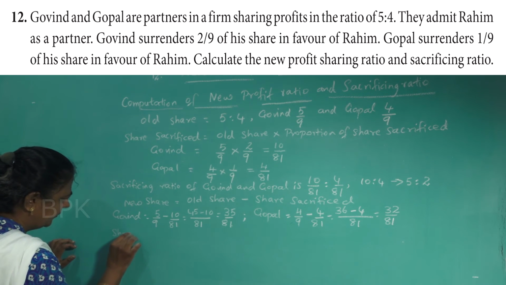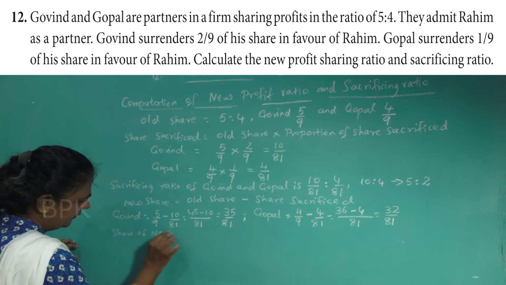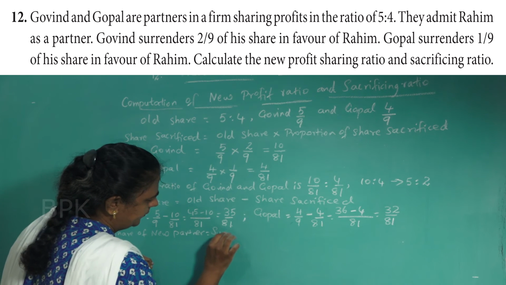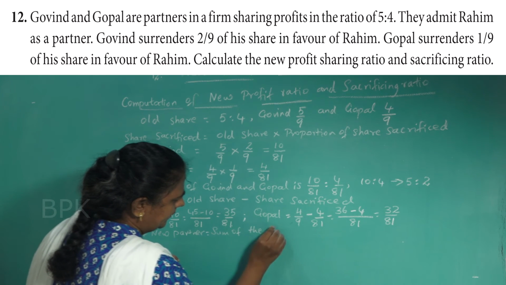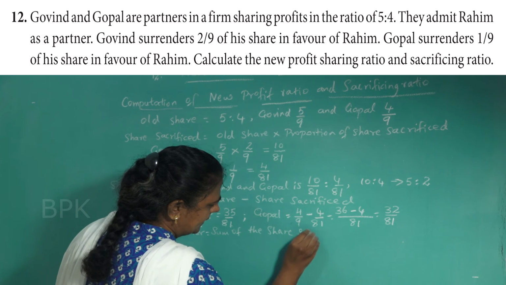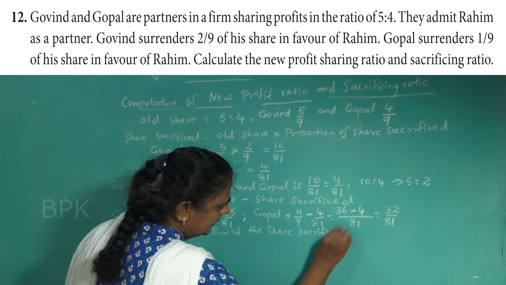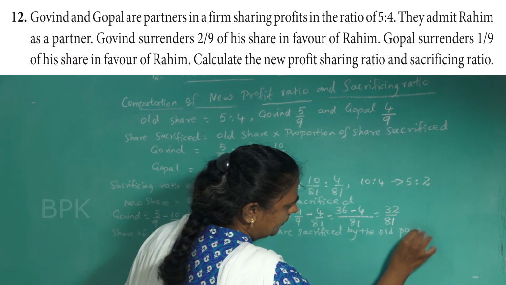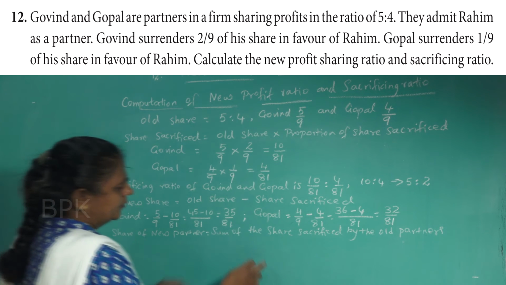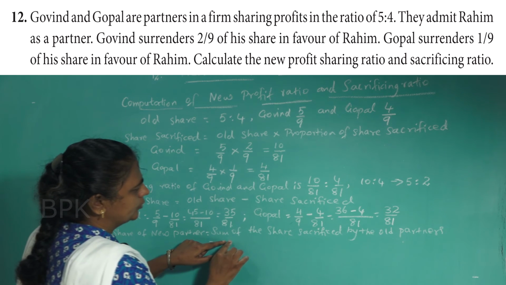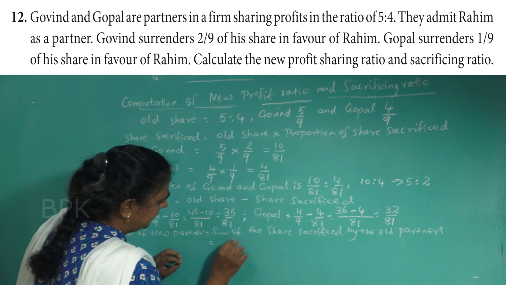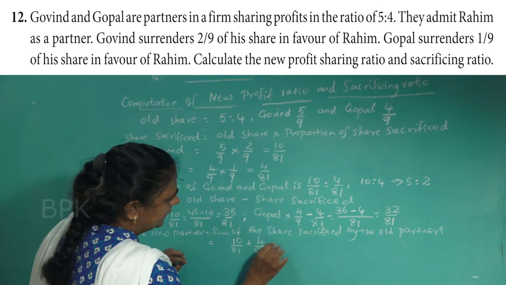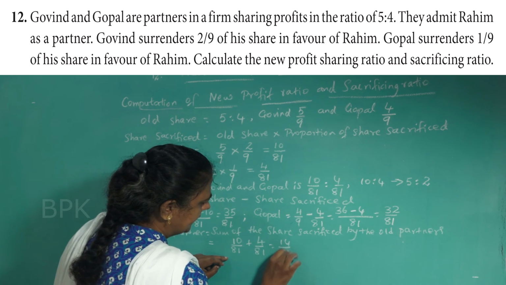Share of the new partner. For the new partner, what you have to do? Take the sum of the share sacrificed by the old partners. So sum means what you have to do? We have to put the total: 10 by 81 plus 4 by 81, that will give you 14 by 81.